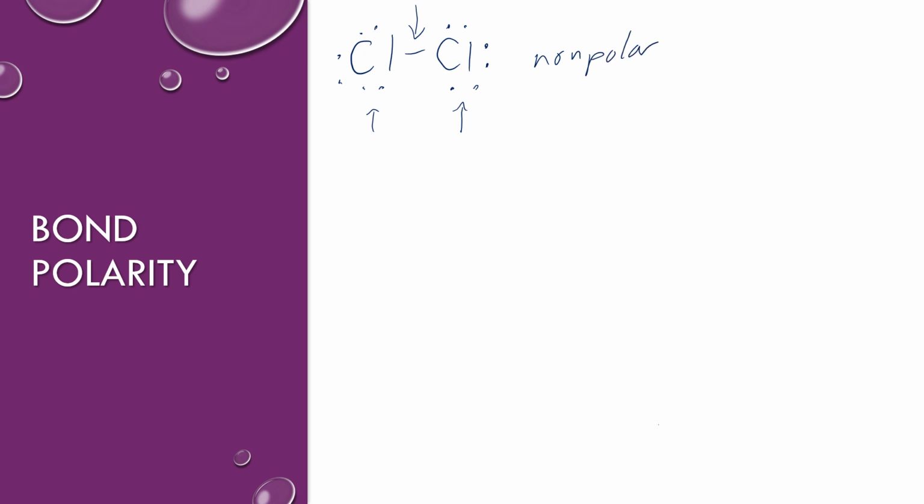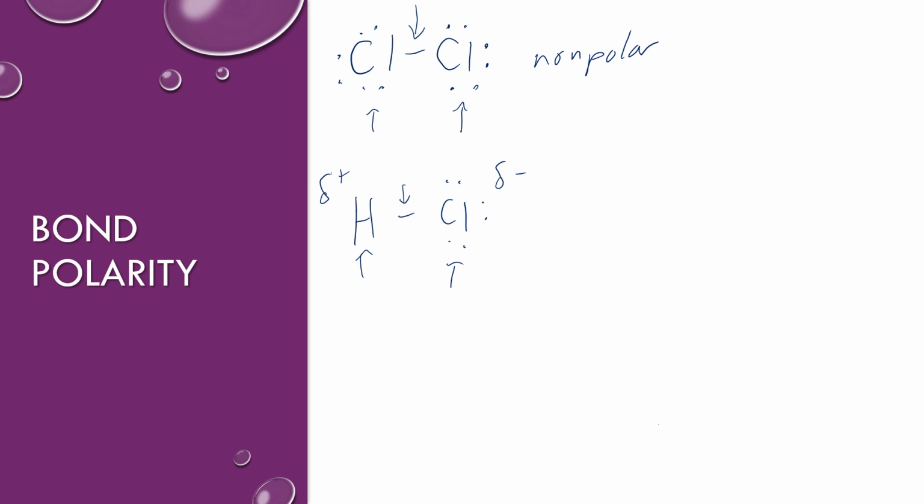But if I have something, let's say I have hydrogen attached to chlorine. The hydrogen atom and the chlorine atom have different electronegativities. Chlorine is more electronegative than hydrogen. So the two electrons that are being shared in this bond are more likely to spend time around the chlorine because it attracts the electrons more. So you wind up with a very slightly positive charge on the hydrogen and a very slightly negative charge on the chlorine.